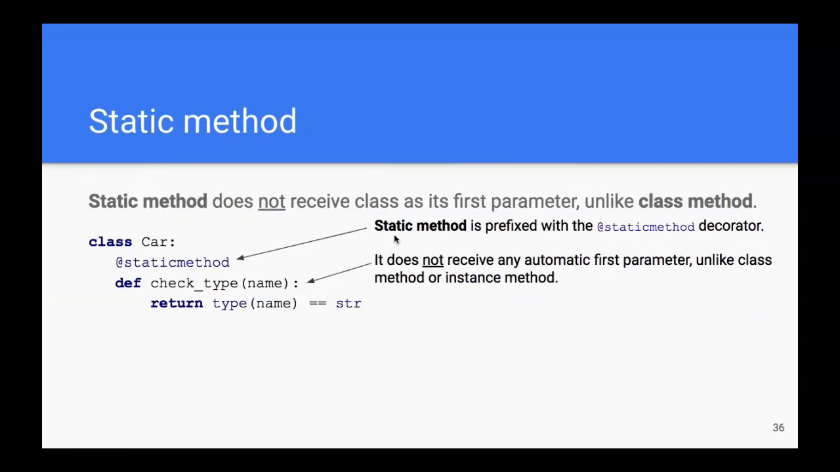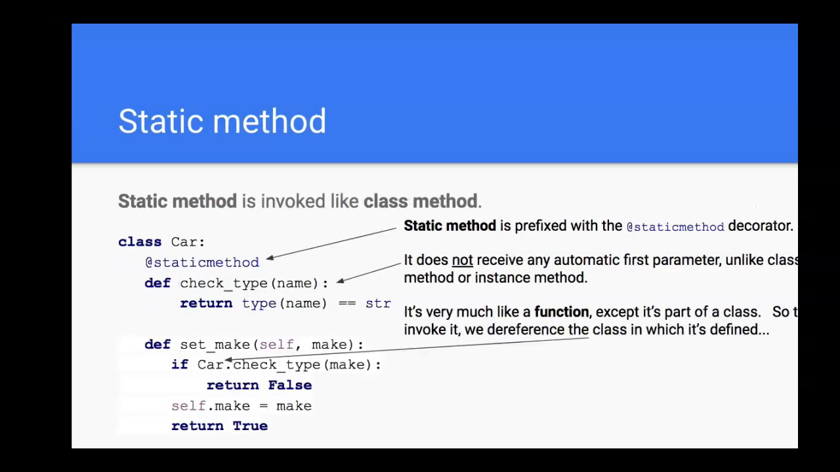Like what this slide is showing, for a static method you start with the staticmethod decorator, and it does not get any automatic first parameters, unlike a class method, which gets the class as its first parameter, or the instance method, which gets the instance as its first parameter. Static method does not get any automatic first parameters.